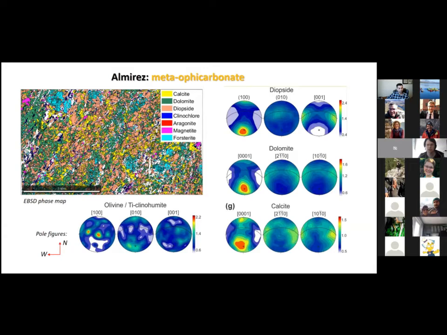Crystallographic preferred orientations are typically interpreted as a result of dislocation creep, so crystal plasticity. But here we have a problem reconciling these patterns with crystal plasticity, because diopside is typically stronger than carbonates. So carbonates deform at lower temperatures already, but we have the same crystal preferred orientation and also a strong crystal preferred orientation in diopside.